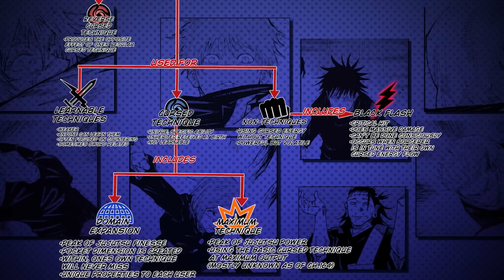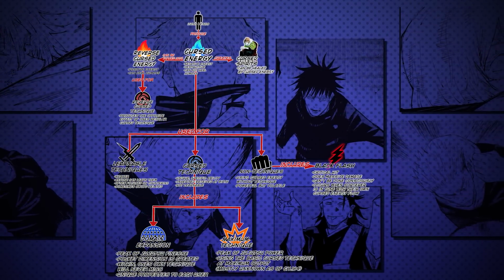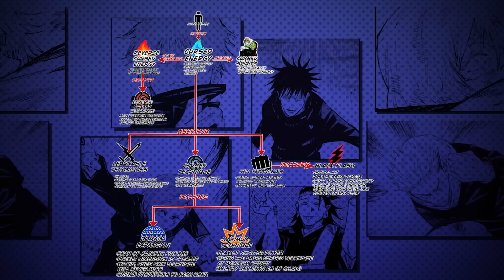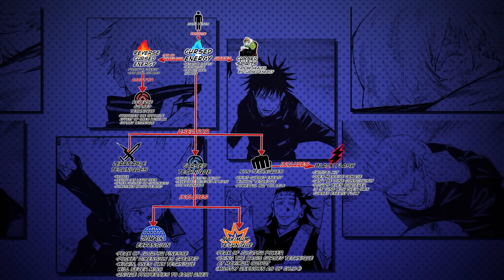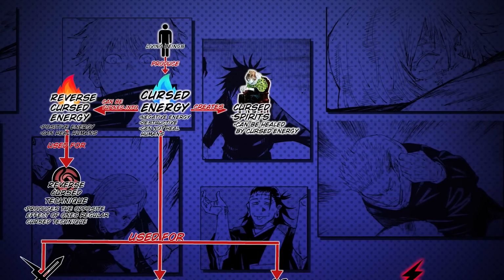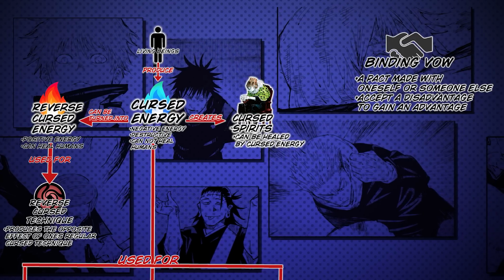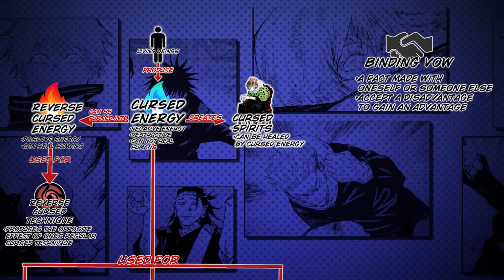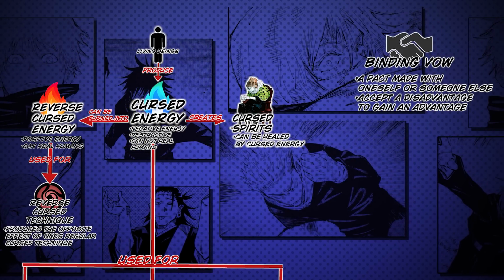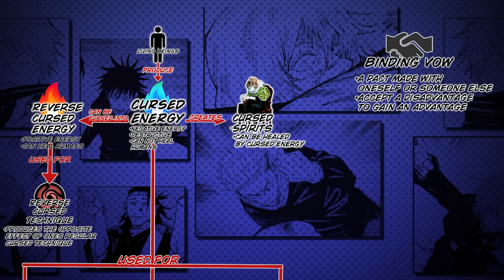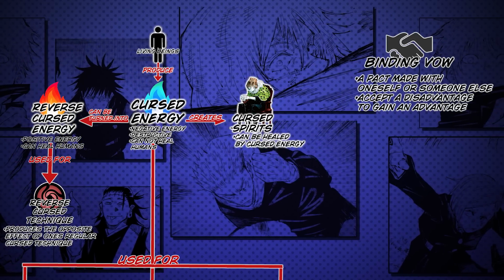And with that, we have pretty much finished the main tree. I will just add a tiny thing, just one, just bear with me here for a second. Sorcerers can also do something that is called a binding vow. It's a bit abstract, but basically a binding vow is a promise you make to yourself or someone else. Usually that comes with a disadvantage and an advantage for both parties.